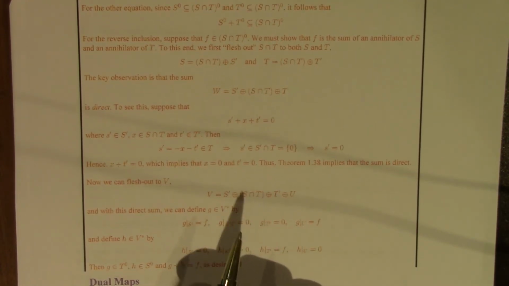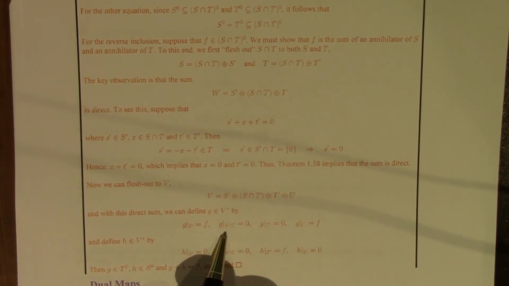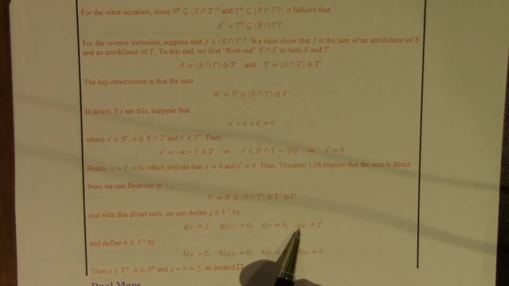Now we can define linear functionals on V by saying what they do to each of these 4 subspaces. G restricted to S prime is F. G restricted to S intersect T is 0. G restricted to T is 0. G restricted to U is F.